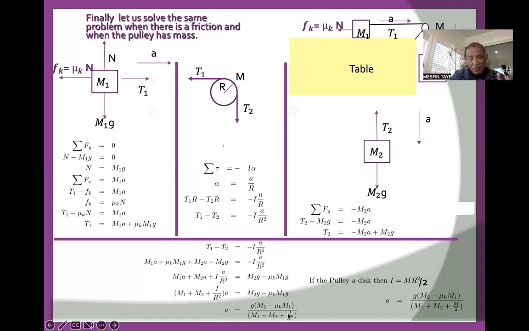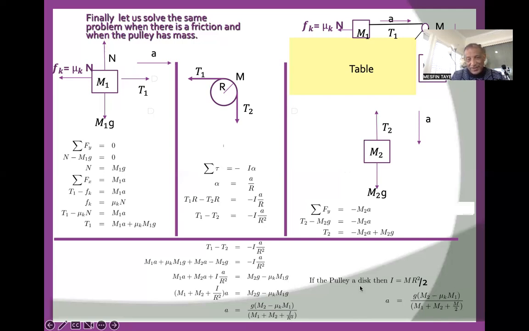Now, I is called moment of inertia. If the pulley is a disk, it can be a sphere, whatever. So for a disk, the moment of inertia is m r squared over 2, where m is the mass of the pulley and r is the radius of the pulley. Plug this in here, and you get g times m2 minus mu k times m1, over m1 plus m2 plus m over 2.